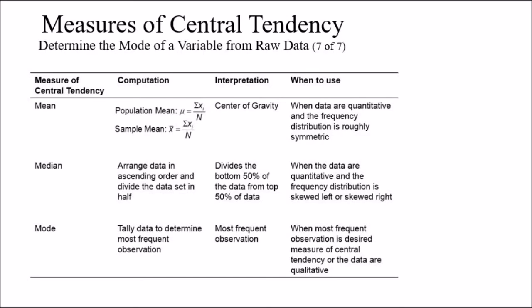And we use the median when the data are quantitative and the frequency distribution is either skewed left or skewed right. The mode, we tally data to determine the most frequent observations, or find frequency tables for the raw data to determine the most frequent observation. And the interpretation of the mode is just the most frequent observation. We use the mode when the most frequent observation is the desired measure of central tendency or the data are qualitative.